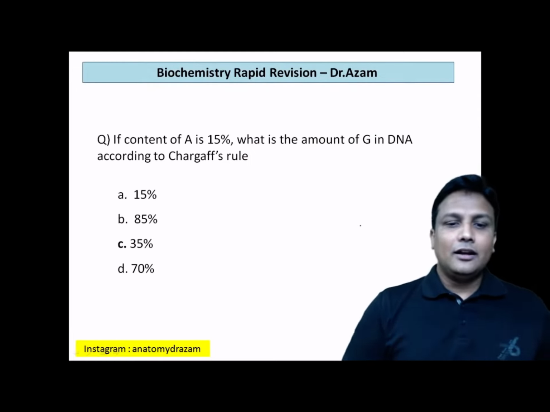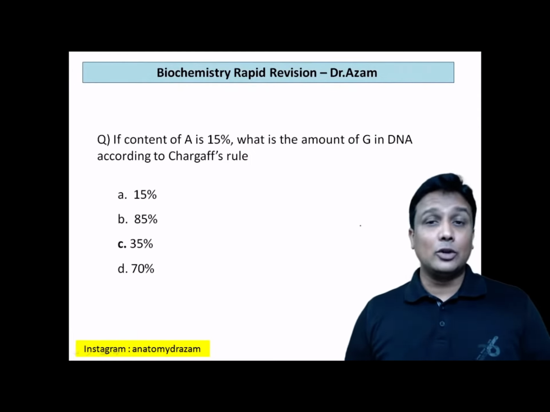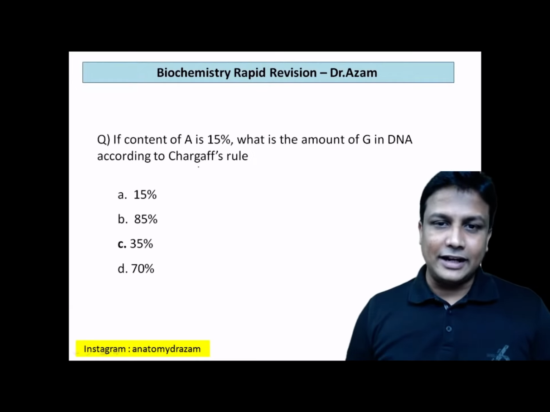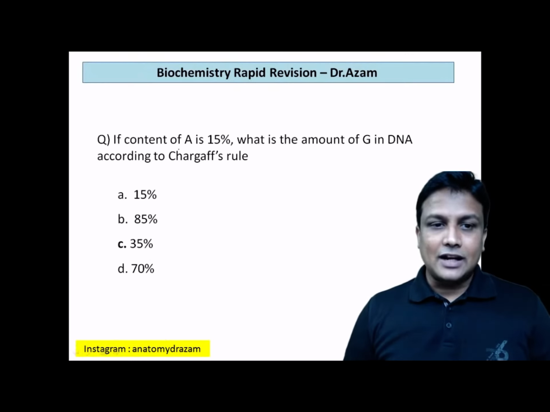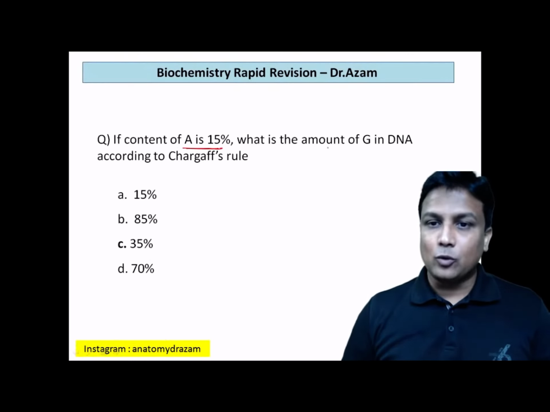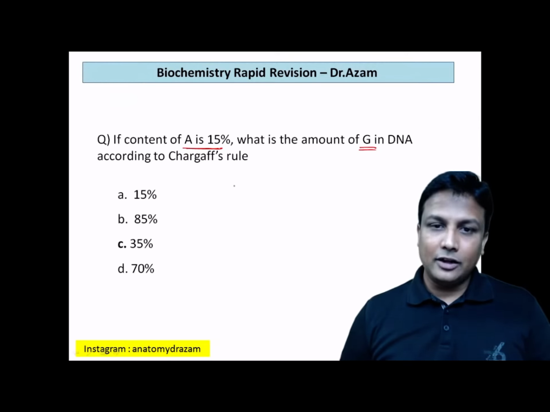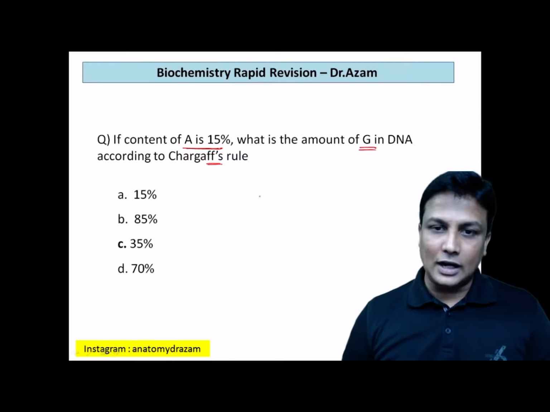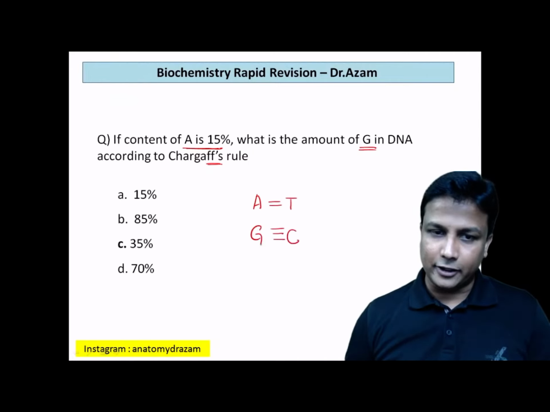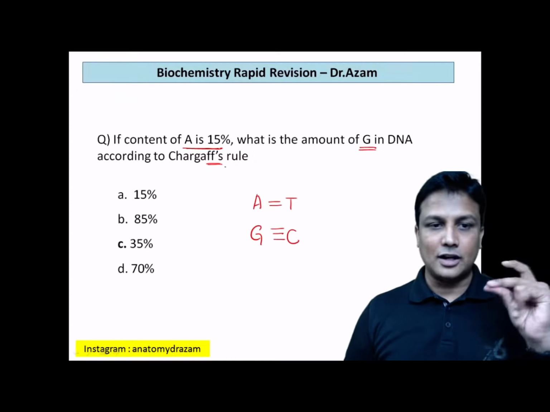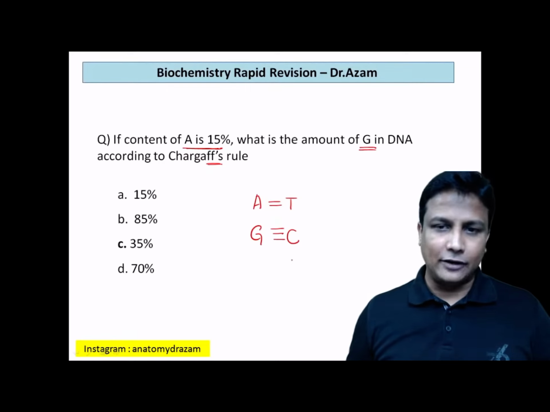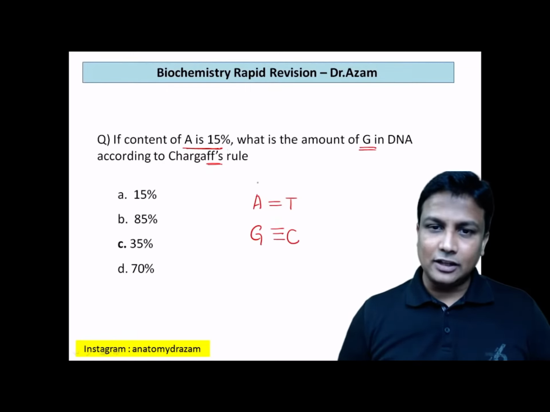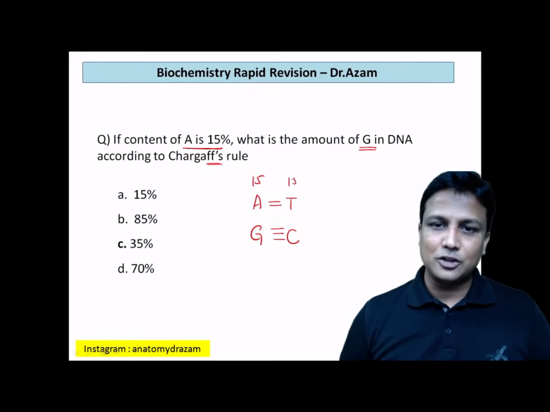Next one. This is a question which was given in your December 2019 MCA exam. If the content of adenine is 15%, what is the amount of guanine in the DNA? In the DNA, according to Chargaff's rule, adenine binds with thymine and guanine binds with cytosine with a triple bond. Adenine is given as 15%, therefore thymine has to be 15%.